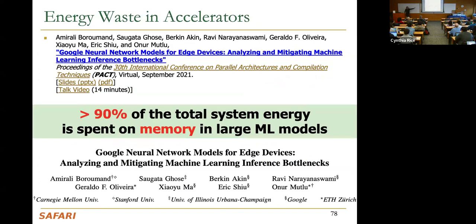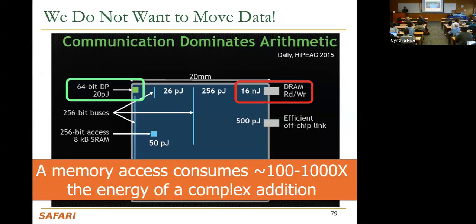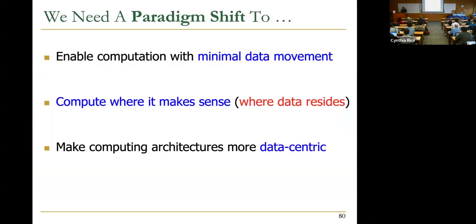And these papers have a lot more data. I'd be happy to talk more. So basically, I will argue that we do not want to move data. We really need to have a paradigm shift and enable that paradigm shift in a model where we can have minimal data movement. We need to enable computation where it makes sense, where data resides, essentially everywhere, in addition to the processor.